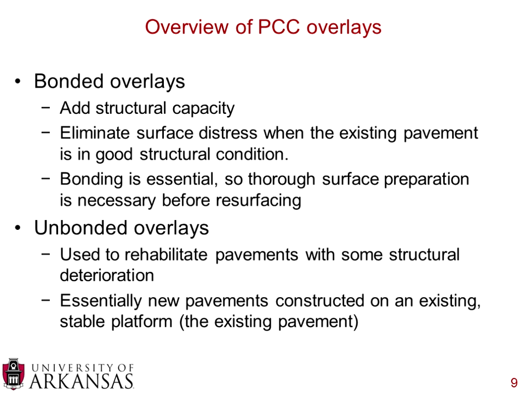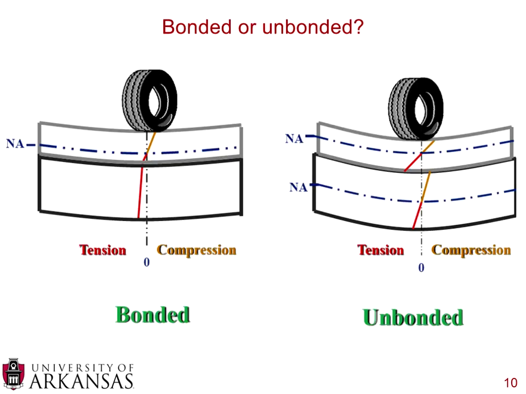As far as unbonded overlays go, these are meant to go on top of pavements that have some structural deterioration. So you're looking to add a little bit of structure to the pavement. And basically what you're doing is you're building a new pavement on an existing stable platform. So the platform is stable. Your existing pavement structure is stable. It's not necessarily structurally sound, but it is stable. And that is the new platform for the road that you put on top, the new PCC overlay that you put on top.